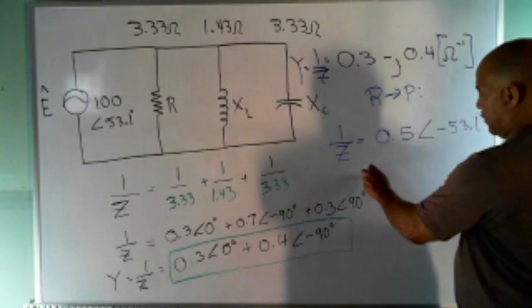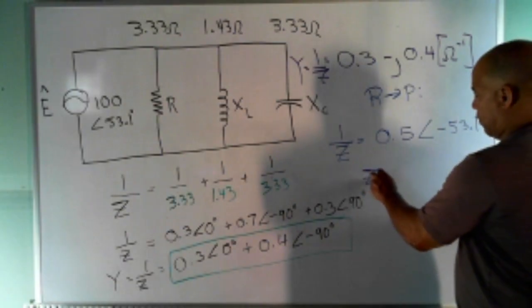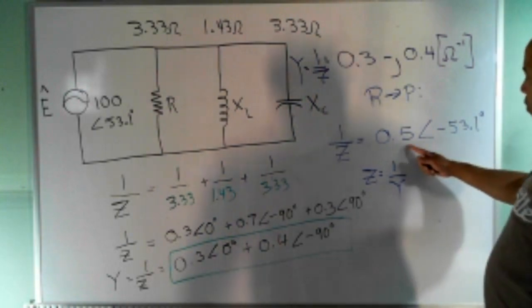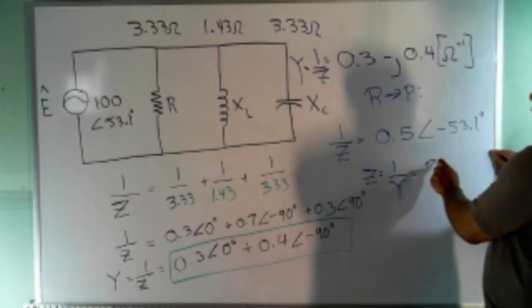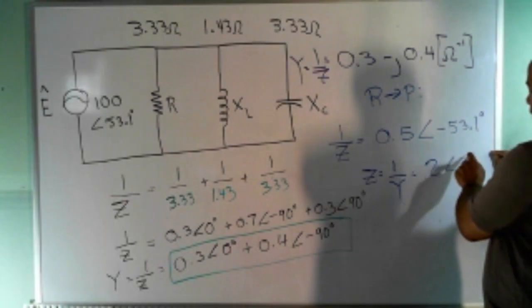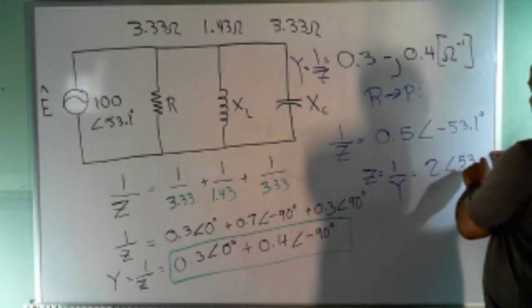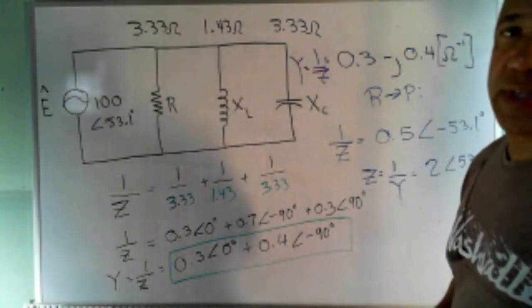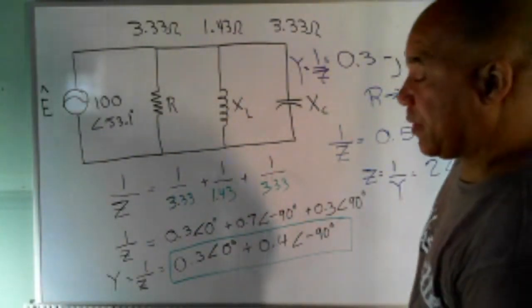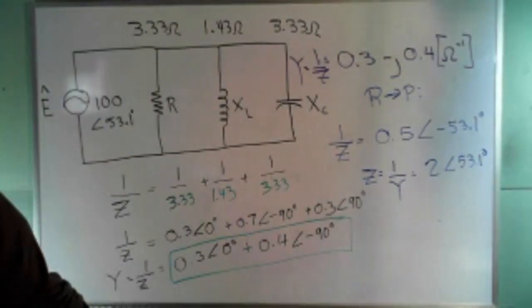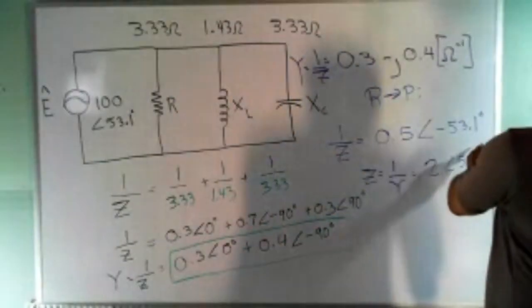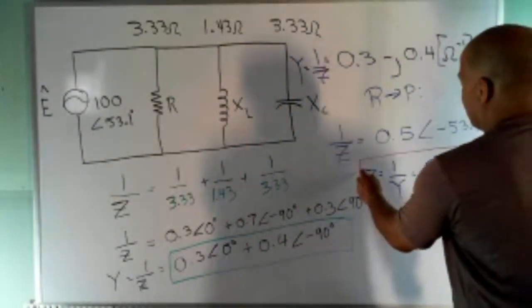So Z is 1 over Y. If I take 1 over that, I get 2 at an angle of 53.1 degrees. So there is my impedance, using the same formulas that we will use for DC. So hopefully you got that to work out for you. That's the first question on the sheet.